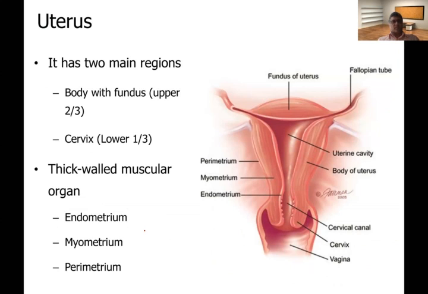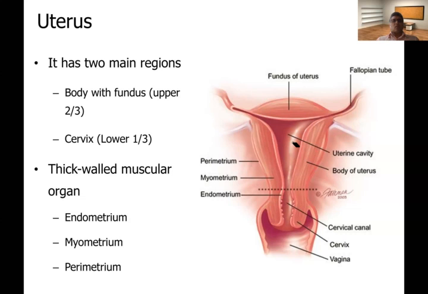uterus has two main regions. The lower part of the uterus, which is called cervix, forms the lower third of the uterus. Okay, lower third of the uterus, that is below this line. You can see the blinking line. So below that line is the lower one third, which is called the cervix of the uterus. Then the upper two thirds, that area, is formed by the body of the uterus and the fundus of the uterus. So that is a basic thing that you need to remember.